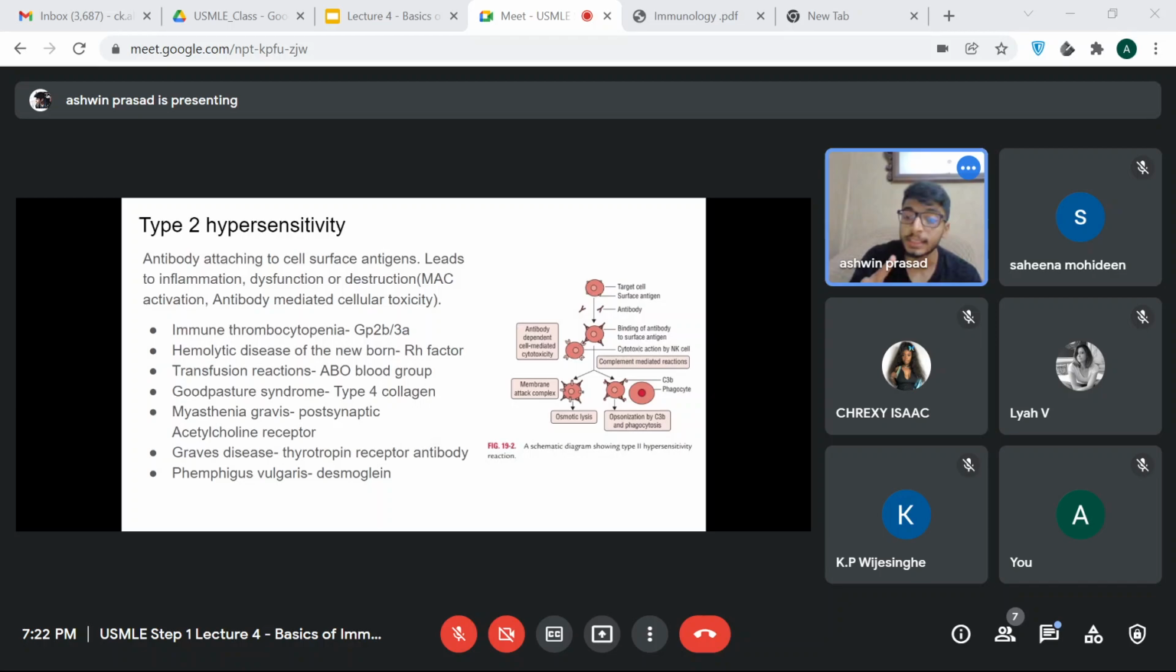You already touched upon SLE. One way by which you can develop SLE is when you have a deficiency of complement components. The second one is this: antibodies against nuclear material like RNA, which normally never come in contact with antibodies. But there's a problem with clearing the apoptotic bodies.